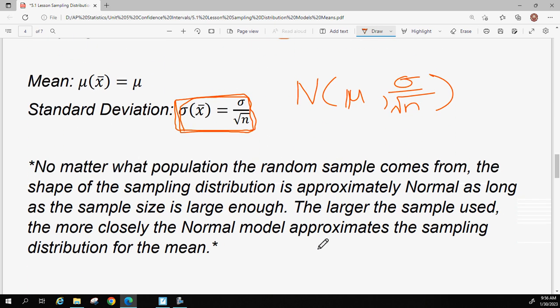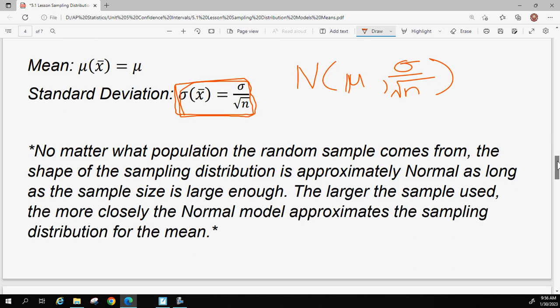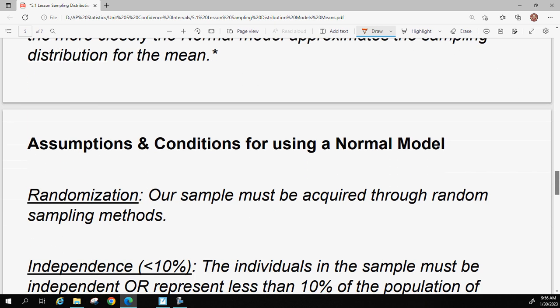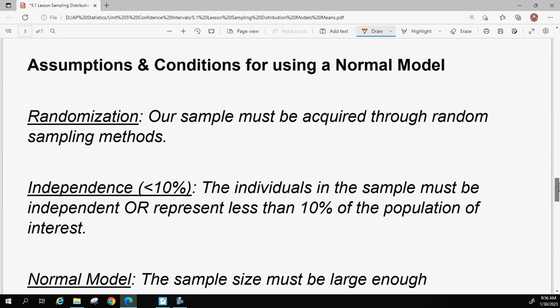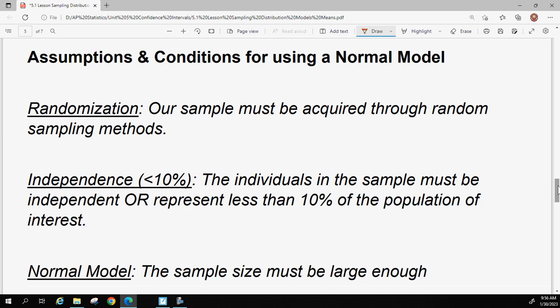And this is just another place where I'm saying as long as the sample size is large enough, what is large enough? We'll talk about that. As long as it's large enough, then if we keep collecting samples of the same size, these samples have to be from the same size, and we take the sample means and we put them on a distribution, that distribution will approximate the normal model. And that's a really awesome fact because it's going to allow us to find some probabilities as we go.